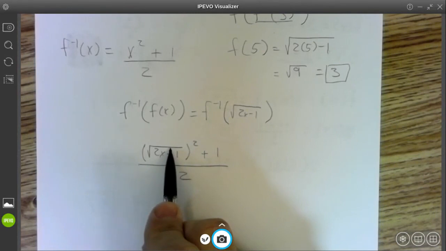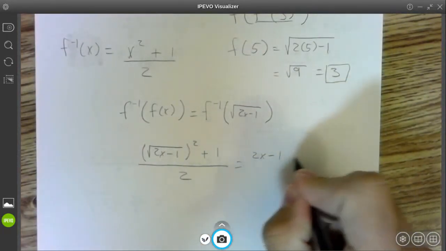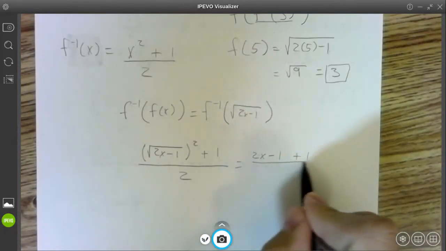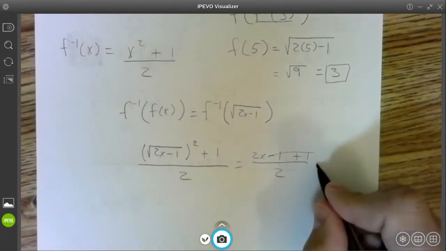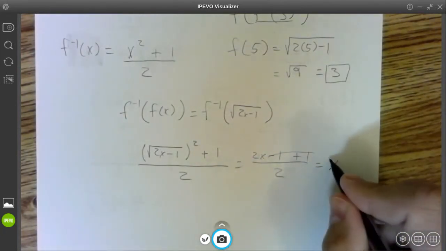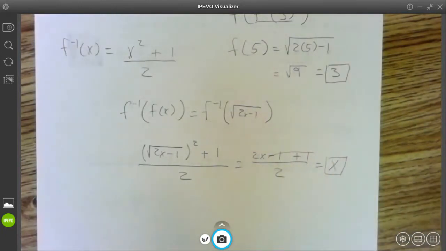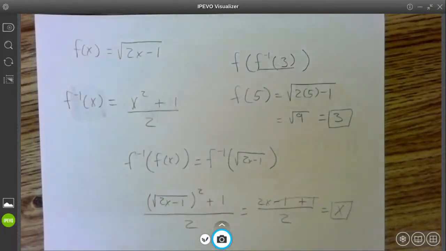We'll work this thing out here. When you have your square root and your squared, those just cancel each other out, and you get 2x minus 1 plus 1. The 1's cancel each other out, and then you're left with 2x over 2, so you're just left with x. And that kind of proves that these functions are inverses of each other.